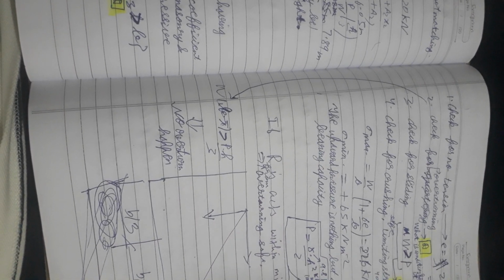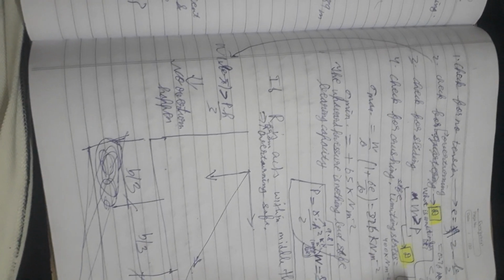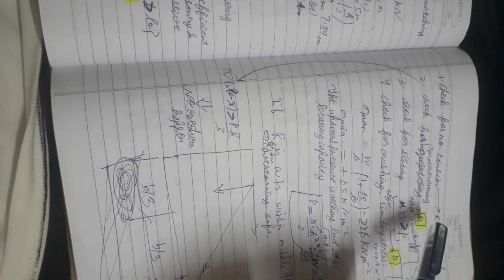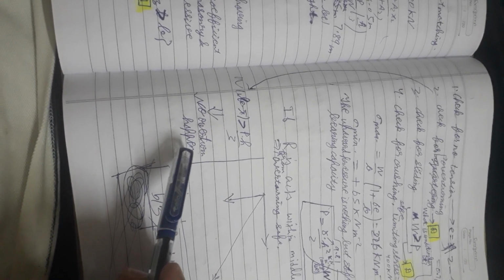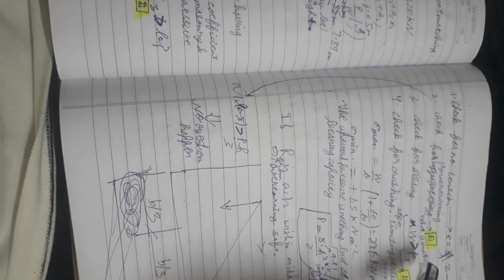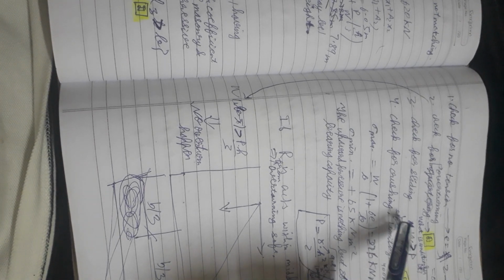Check for no tension: e is equal to Z minus B by 2, which is equal to 0.76, which is less than B by 6, implies safe. Check for overturning: if W into (B minus X bar) is greater than P into H by 3, then no overturning happens. Check for sliding: W greater than P, which implies safe.